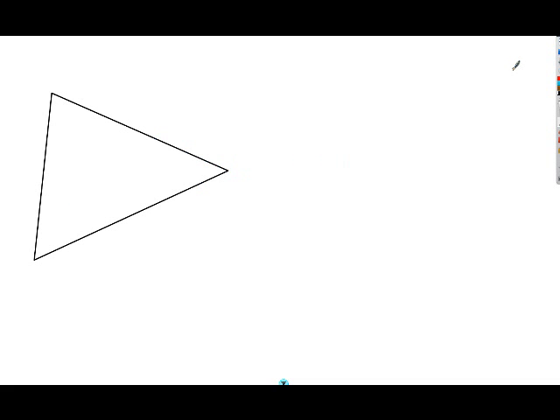Starting with any random triangle, so not necessarily an isosceles, doesn't have a right angle, just any old triangle. We start by just giving the sides some names. So I'm going to take that one and call it side A. I'll call this one side B. And finally I'm going to call this one side C. Now it doesn't matter which side I label with which letter, but the following does matter.